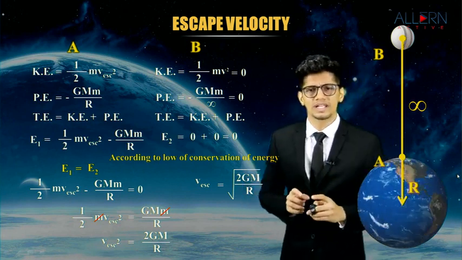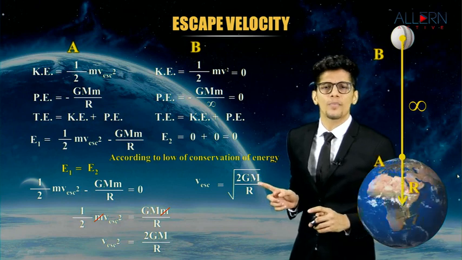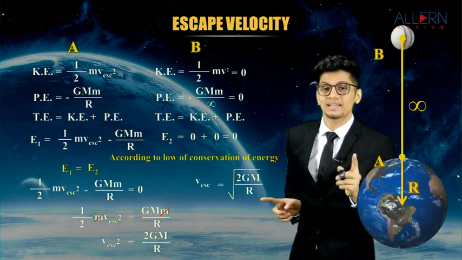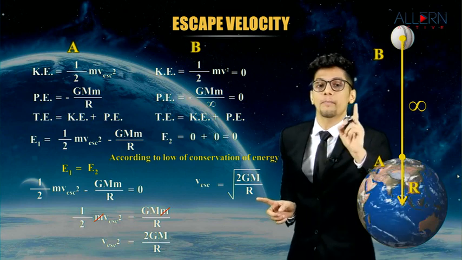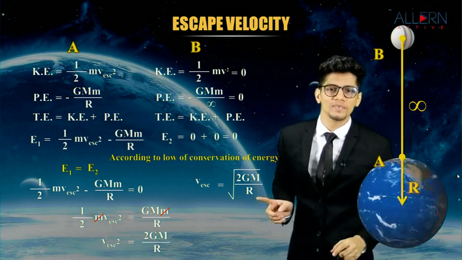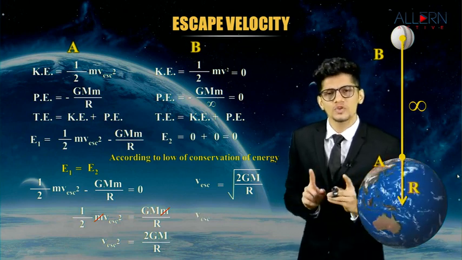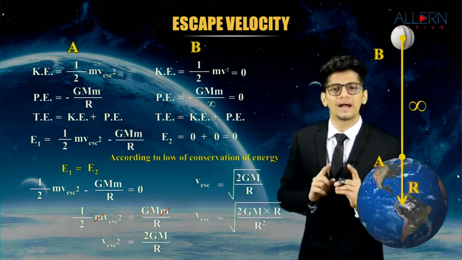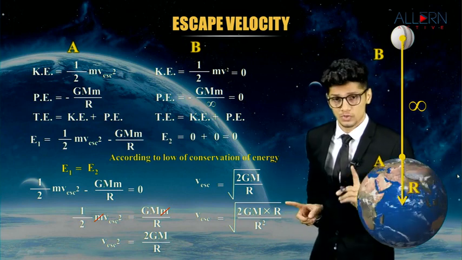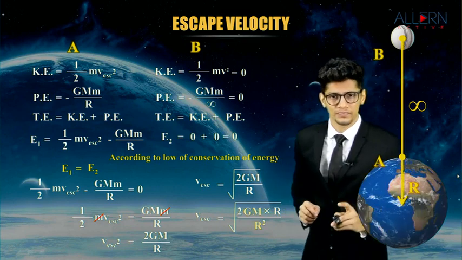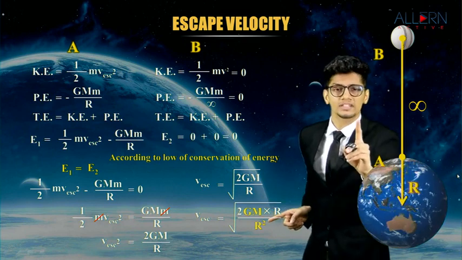What we have to understand over here is GM upon r. There is a similar formula that we have for small g, right? But it is capital G capital M upon capital R square. So one r is missing over here. So what we do is we multiply the numerator and the denominator by capital R. So here you see GM upon r square. Just see this. So here GM upon r square is nothing but small g, right?